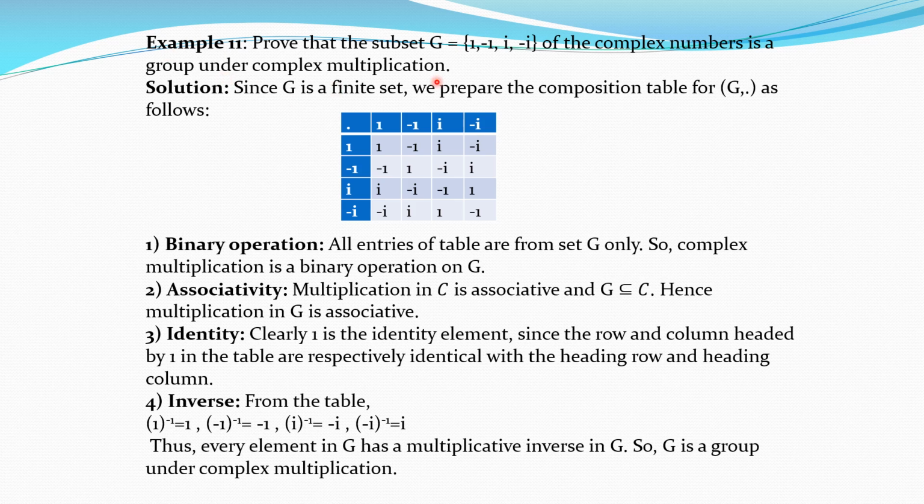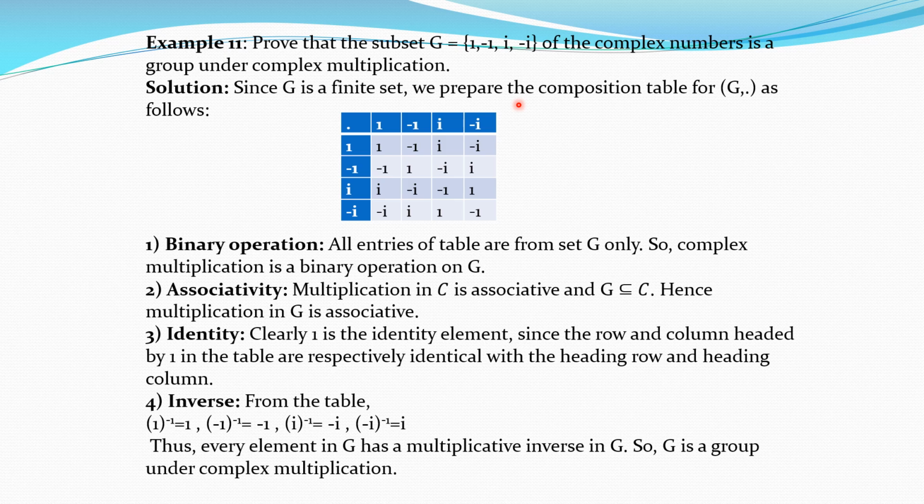Now see, this is a finite set G equal to {1, -1, i, -i}. So it is a subset of the complex number set. We have to show it is a group under complex multiplication. Here, if you observe, set G contains only 4 elements. So, it is a finite set.